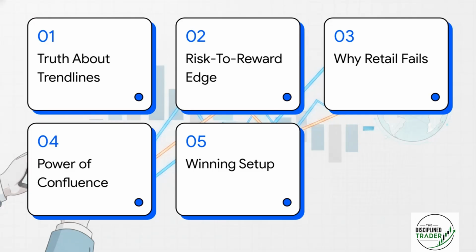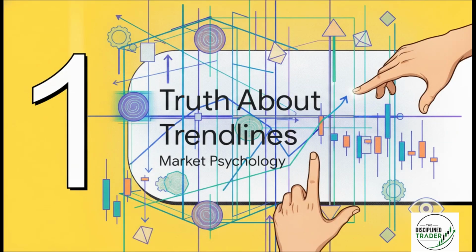Okay, so here's our exact blueprint for today. First, we'll hit the truth about trend lines. Second, the risk to reward edge. Third, why retail traders fail. Fourth, the power of Confluence. And finally, building your winning setup. Let's jump straight into part one, the truth about trend lines, where we're mapping market psychology.